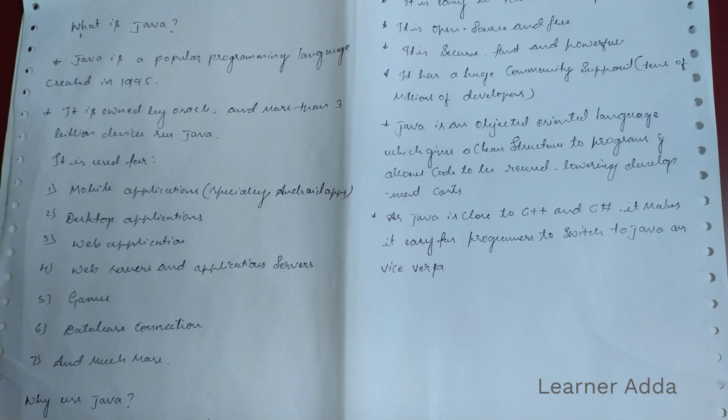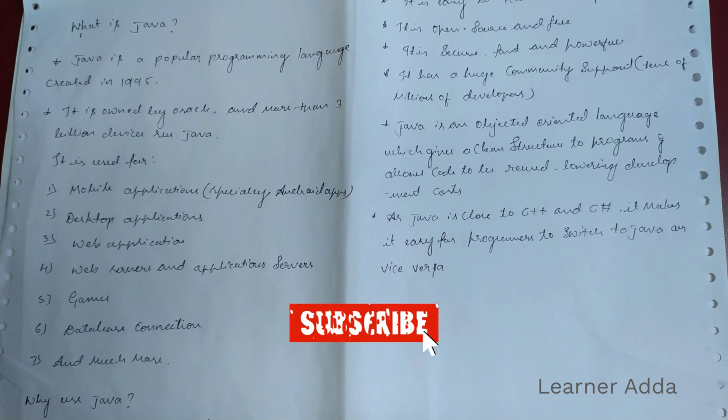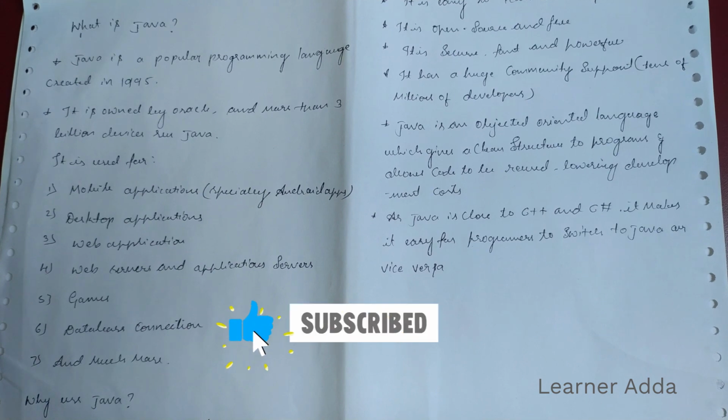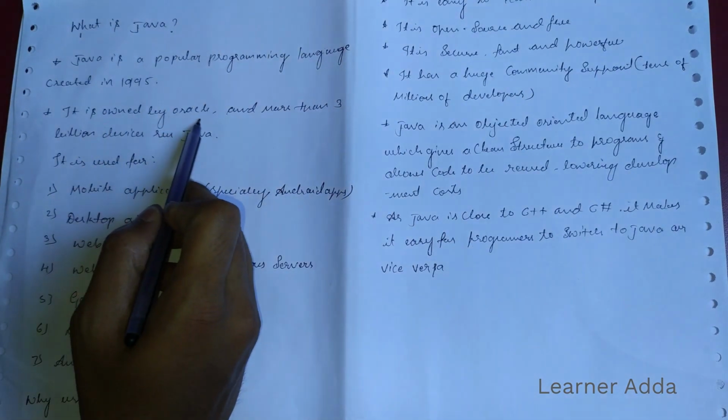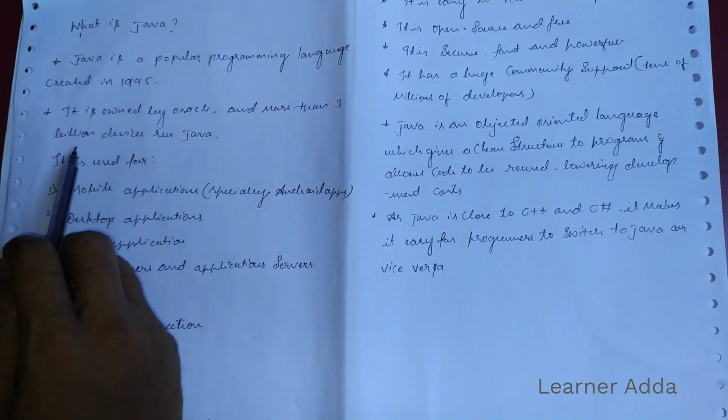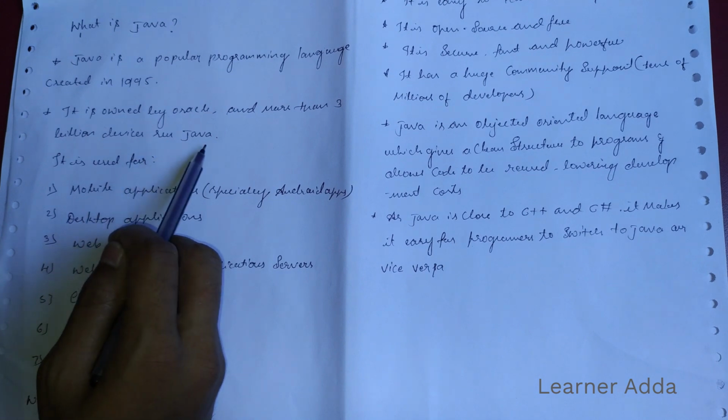Hello, in this tutorial, let us discuss one of the popular programming languages called Java. Java is a popular language created in 1995. It is owned by Oracle, and more than 3 billion devices run on Java.